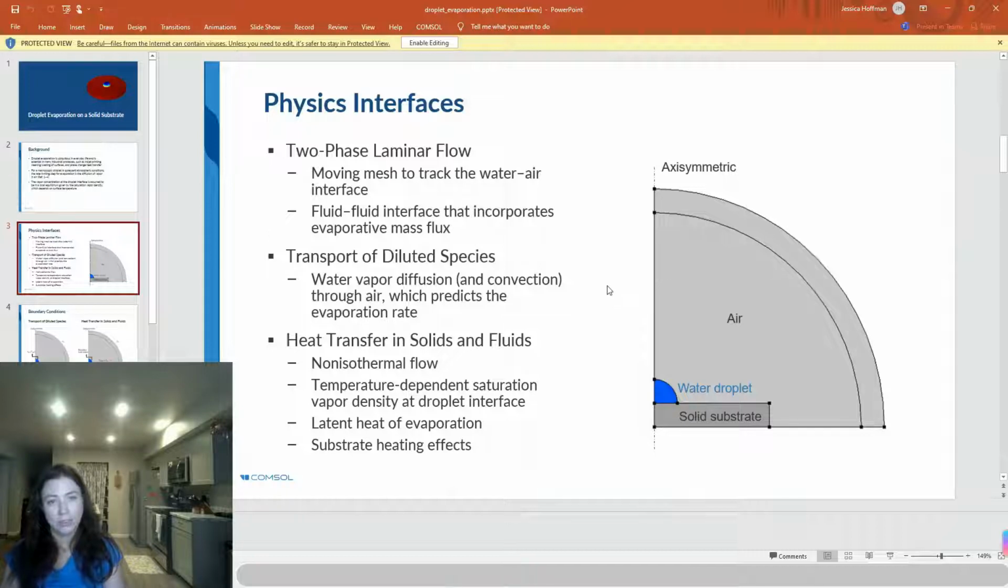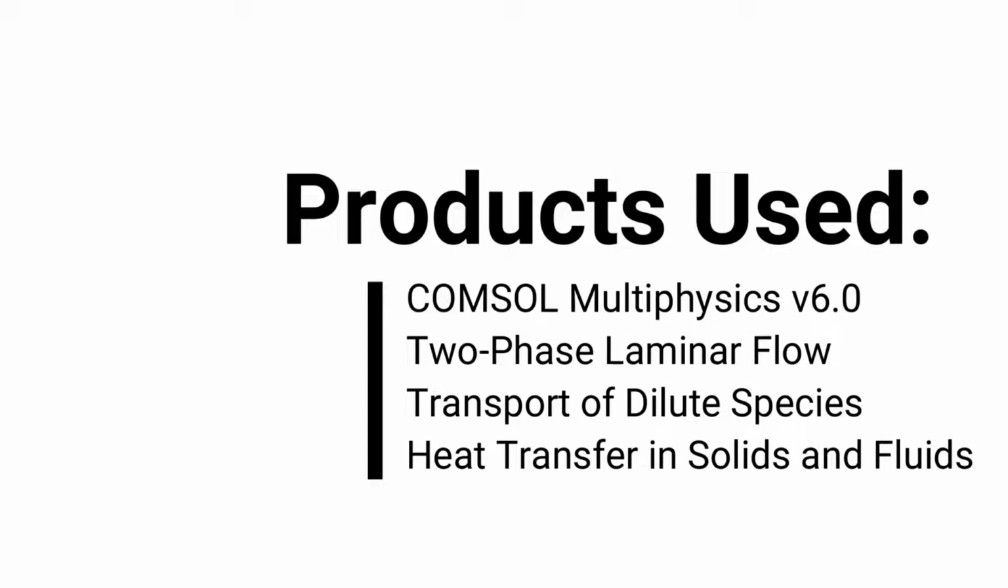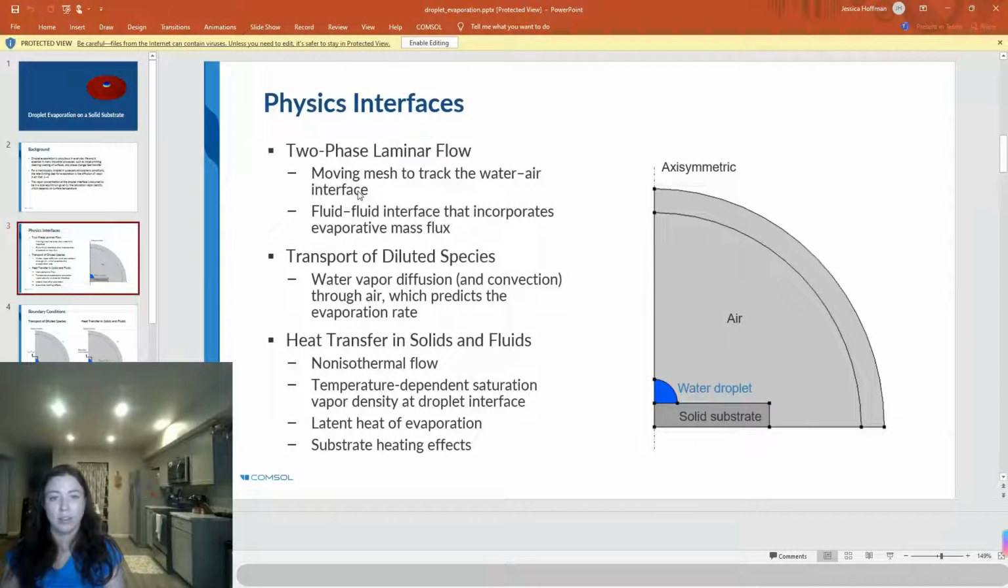So the physics interfaces we're going to use today are two-phase laminar flow with a moving mesh to track the water-air interface. So this is new. This is something a little different that I haven't done before. In my last tutorial we used the level set method. Moving mesh is another method you can use instead of level set for moving boundaries, like in an evaporating water droplet, or for deformities that are continuous with the process.